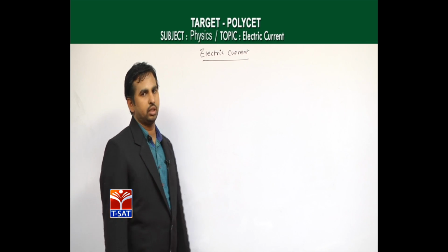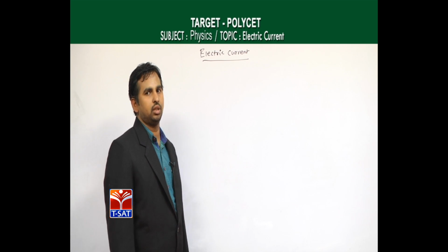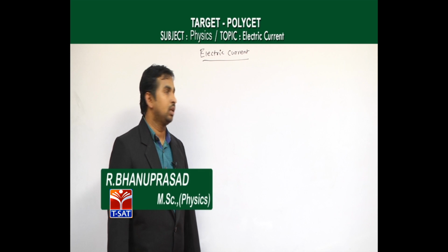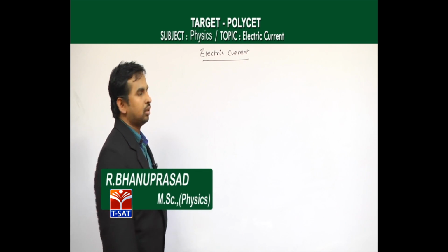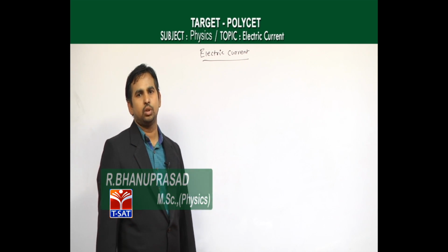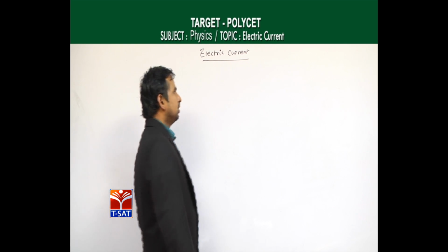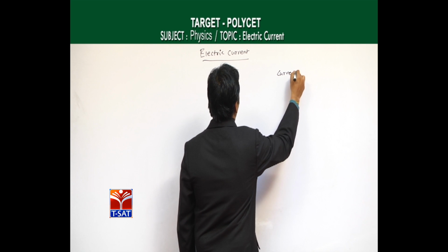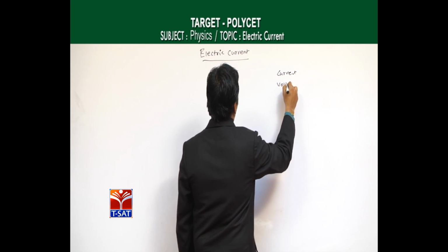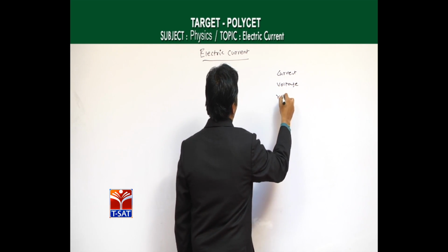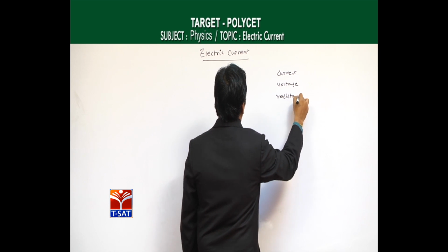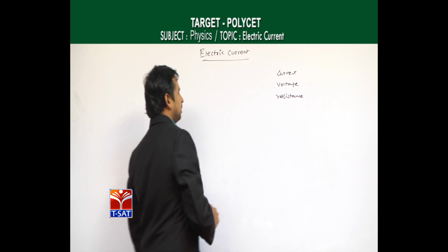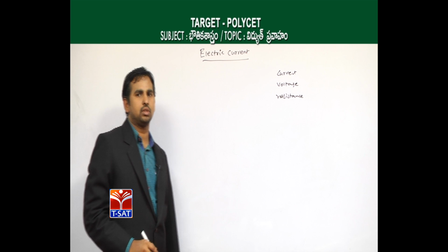Topic of electric current and the model questions which are coming in this topic. Now, in electric current we mainly have three important things: one is the current, another is the potential difference or the voltage, and the third is resistance. Mainly three we have: current, voltage and resistance.